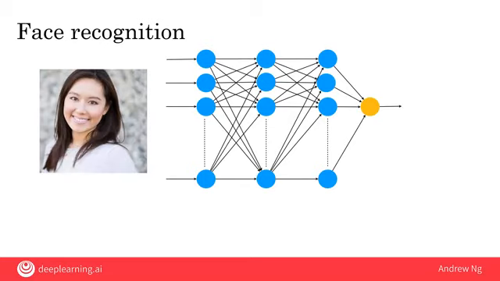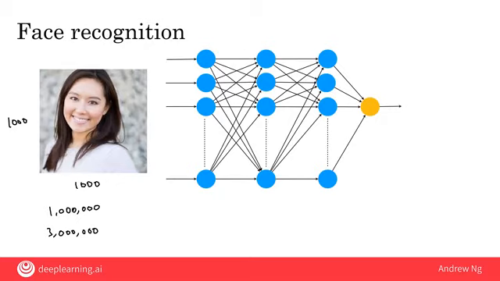If the resolution of this picture is 1000 pixels by 1000 pixels, then that's 1,000,000 pixels. So if it were a black and white or a grayscale image, this neural network would take as input 1,000,000 numbers corresponding to the brightness of all 1,000,000 pixels in this image. Or if it was a color image, it would take as input 3,000,000 numbers corresponding to the red, green, and blue values of each of these 1,000,000 pixels in this image.